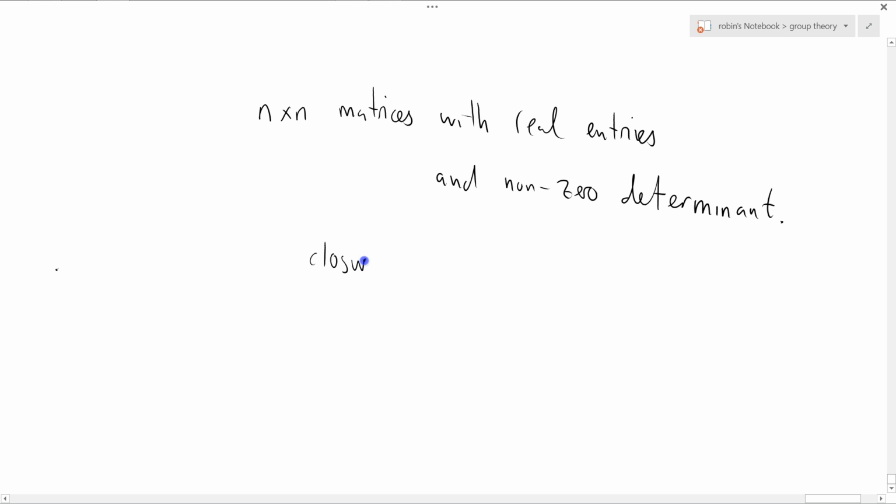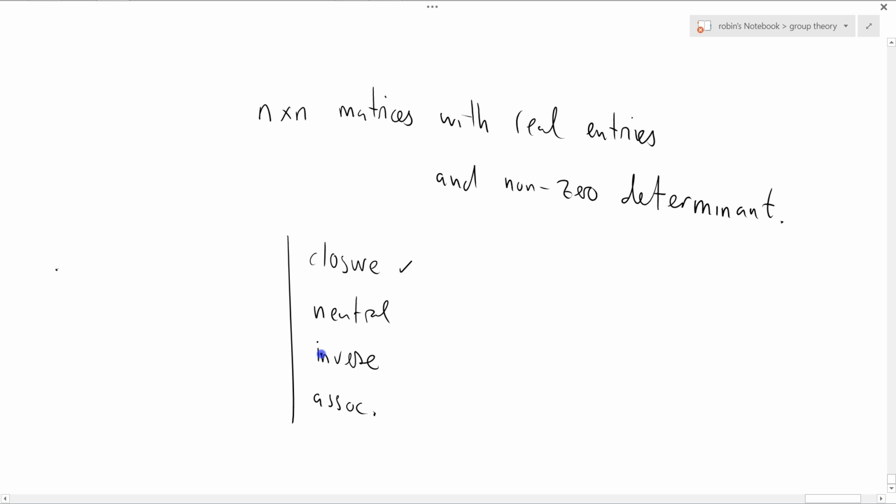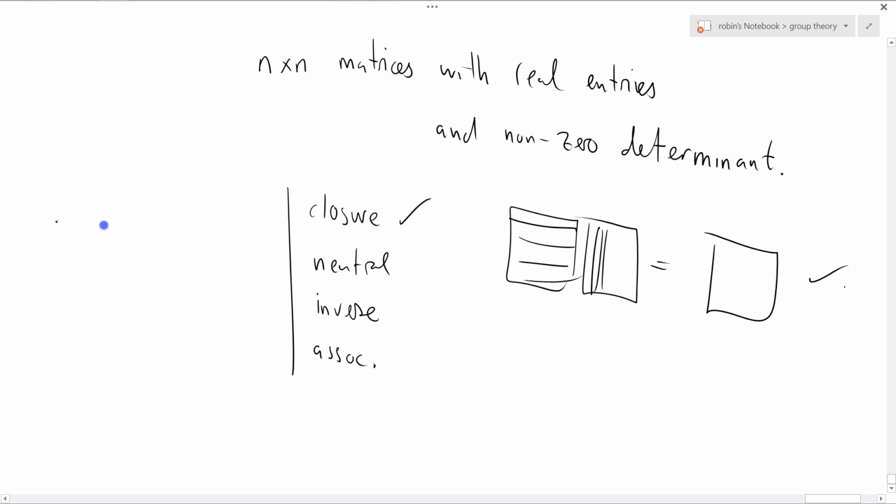Closure, neutral, inverse, associativity. So we need to show these. Well, closure is obvious because the product of two n by n matrices is an n by n matrix. You'll remember you get your matrix like this. You bring the top row up to that one, you do the rows with the columns, and you get another matrix. Brilliant. Actually, we haven't shown it's closed.